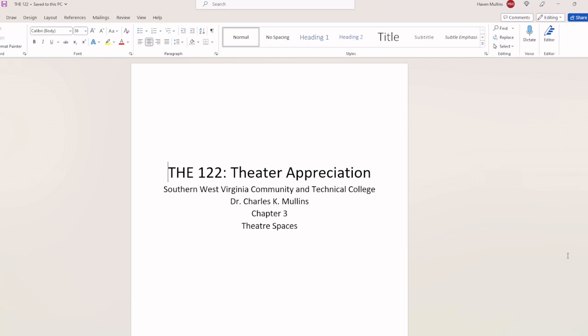Think about being in a movie theater. Do you notice how the seating of that auditorium space slants upward, right? The stage is raised several feet above the auditorium floor, if you think about it, and that simply helps to add visibility for the audience.